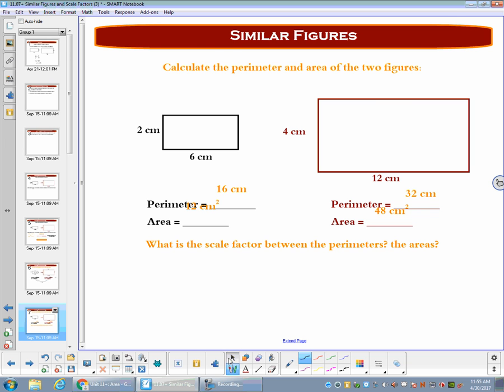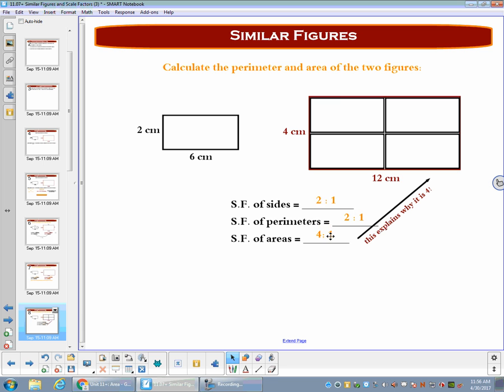So, well, that's not lined up. So the scale factors of the sides were 2 to 1, the perimeters were 2 to 1, and the scale factor of areas is 4 to 1. Now, a way to think about why it's 4 to 1: if I take one of these, that's one box up there, and see how there's 4 of them that fit inside of the big one? So that explains why it's 4 to 1 rather than 2 to 1. But if you go along the sides, you can fit 2 along each side, 2 up.